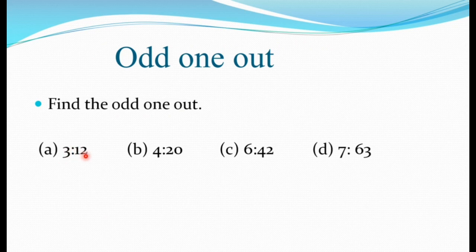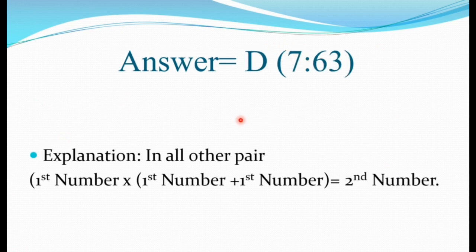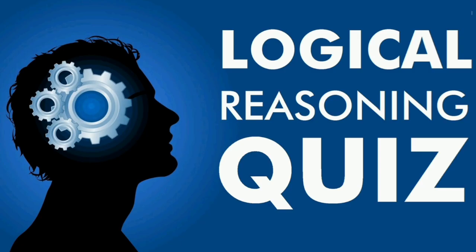Next question. 3 is to 12, 4 is to 20, 6 is to 42, 7 is to 63. And the correct answer is option D, 7 is to 63. In all the other pairs, the first number times the first number plus the first number equals the second number, except in option D.